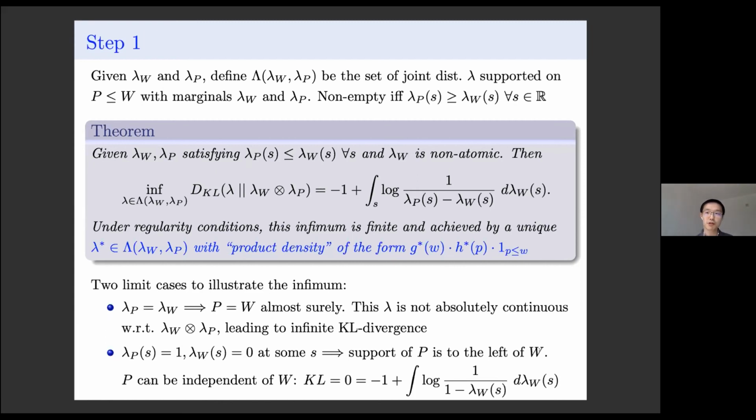But what's more important for our purpose with regard to the second price auction is this characterization of the optimizing joint distribution that's highlighted in blue. It says that the optimal joint distribution has a product density, except that it's conditional on the event that the price is less than or equal to the winner type.